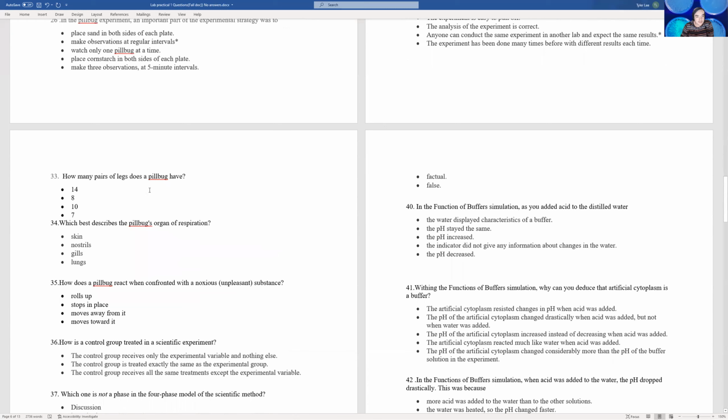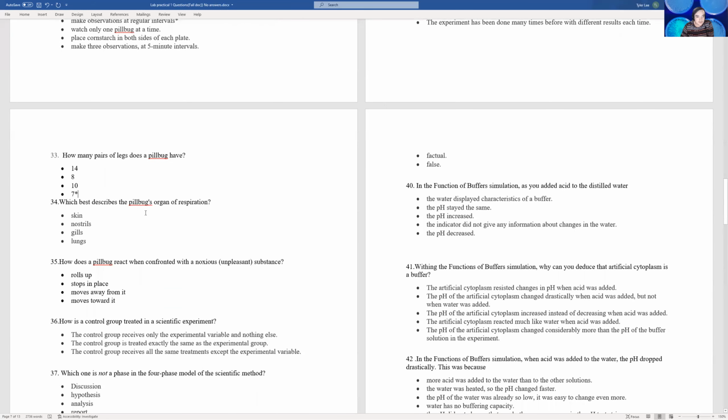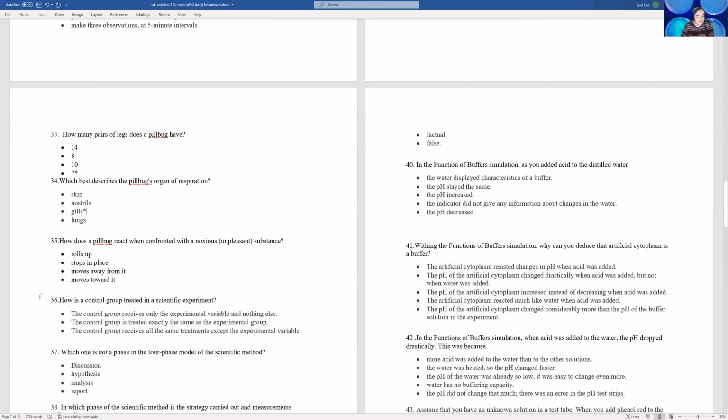How many pairs of legs does a pill bug have? That's going to be 7. What best describes the pill bug's organ of respiration? This is a weird one because they're land-dwelling organisms, but their organs most resemble gills. So they have gills. How does a pill bug react when confronted with a noxious or unpleasant substance? It will move away from it.